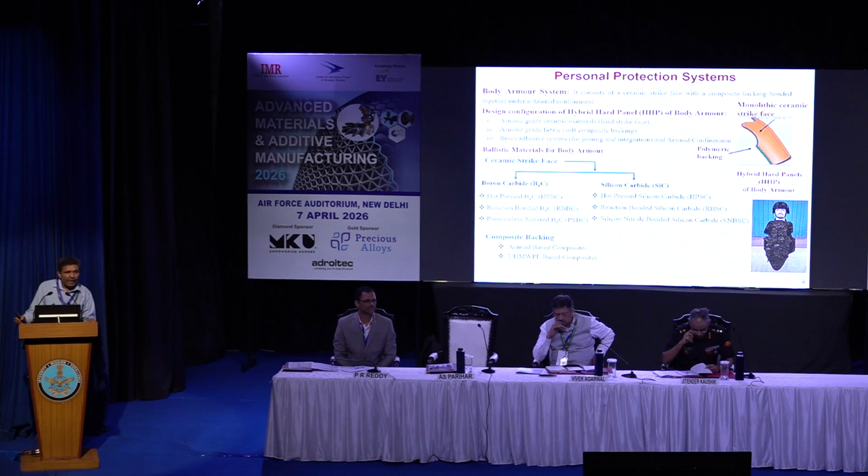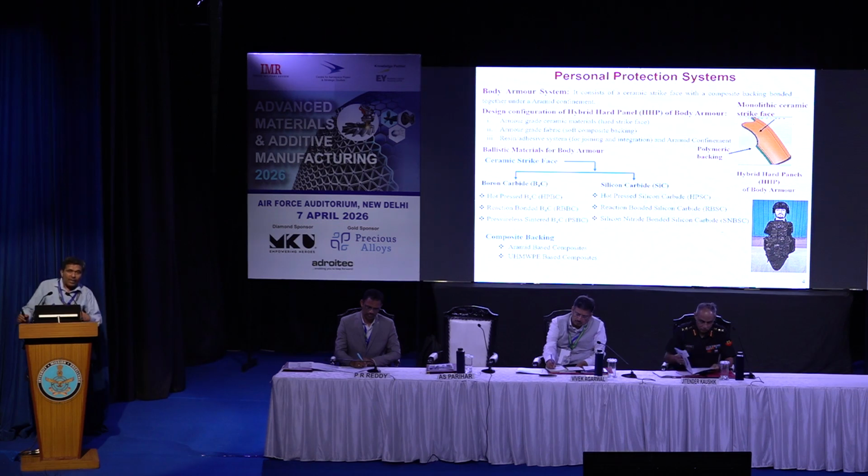With silicon carbide, we are able to match the areal density of 40 kg per meter square by changing the backing composite. With the silicon carbide, the advantage is that, while we are just meeting the 40 kg per meter square in weight, the volume of the silicon carbide based hybrid hard panel is smaller compared to the boron carbide. So the fitting of the bulletproof jacket will be more effective if the thickness of the panel is less.